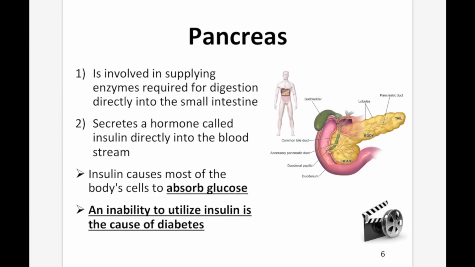Pancreas. The pancreas is involved in supplying enzymes required for digestion directly into the small intestine. The pancreas also secretes a hormone called insulin directly into the bloodstream. This is very important. Insulin causes most of the body cells to absorb glucose, and an inability to utilize insulin is a cause of diabetes.